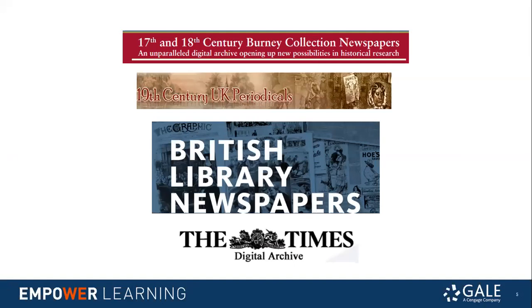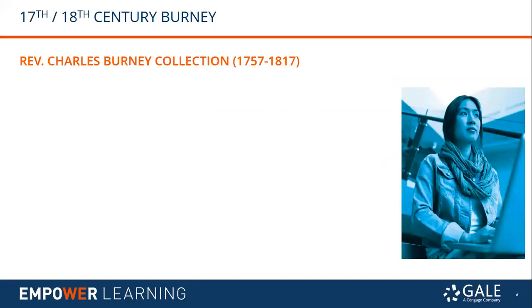So the university has 4 Gale digital archives: 17th and 18th century Burney collection newspapers, 19th century UK periodicals, British Library newspapers, and the Times Digital Archive. So let's start with Burney.